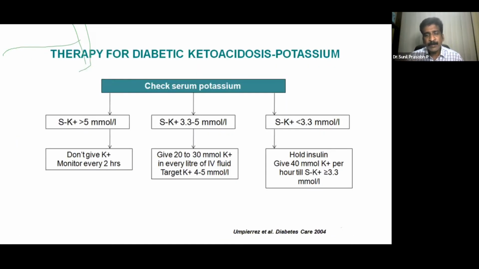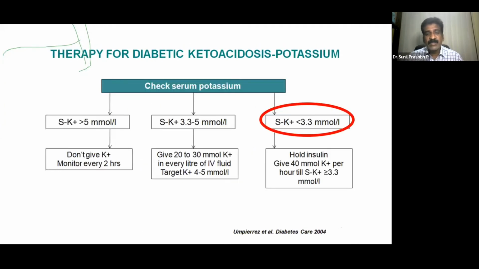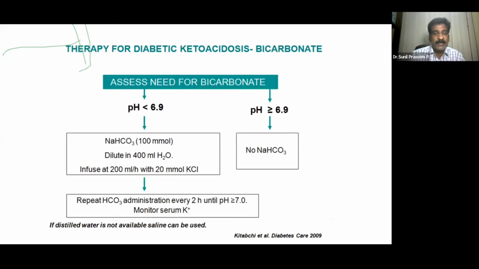Regarding the potassium, the most important thing is if the serum potassium is less than 3.3, always give potassium. And if the potassium is between 3.3 and 5, then also you may give potassium in such cases. But if the potassium is very high, more than 5, never give potassium. So always the target potassium range would be 4 to 5 millimoles.